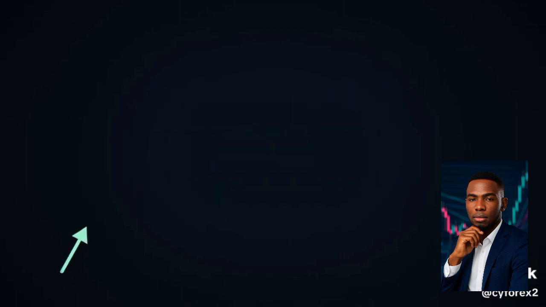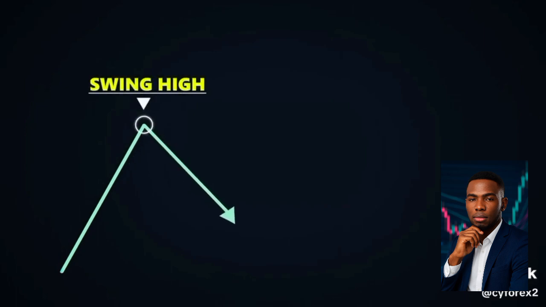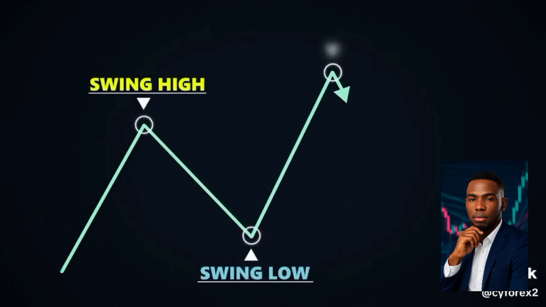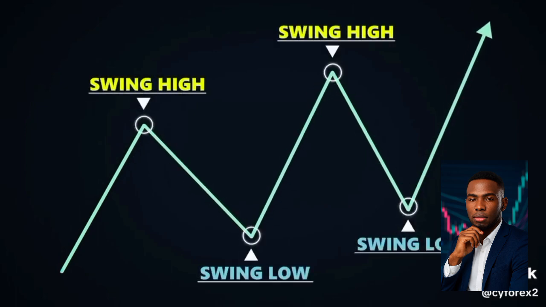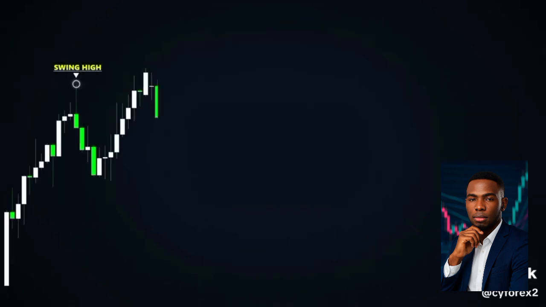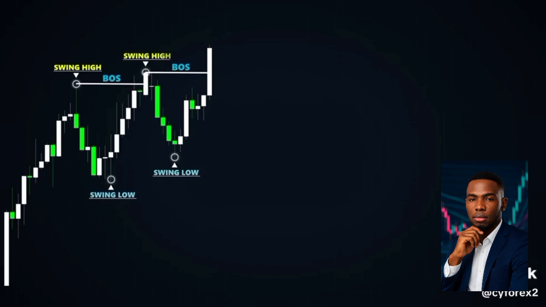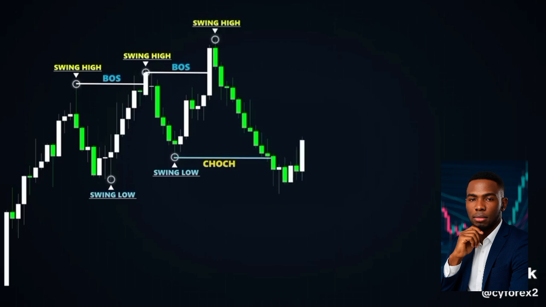A swing high forms when price moves up, then turns and starts falling. A swing low forms when price moves down, then turns and starts rising. For example, if price pushes up and then pulls back, that high point is a swing high. If price drops and then bounces back up, that low point is a swing low. Why does this matter? Because if price breaks above a swing high, it often signals that buyers are in control, and the market could go higher. If it breaks below a swing low, it usually means sellers are taking over, and the market may move lower.